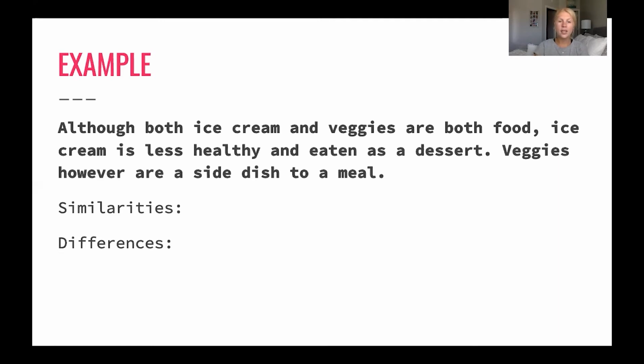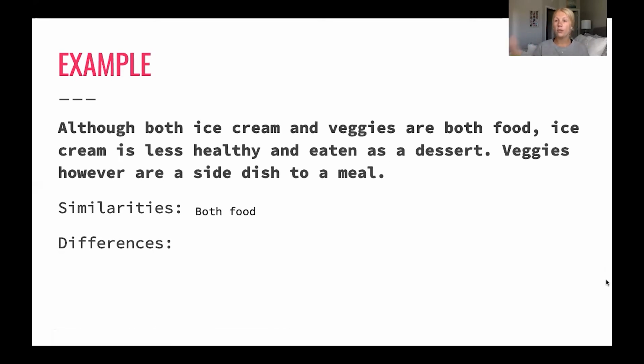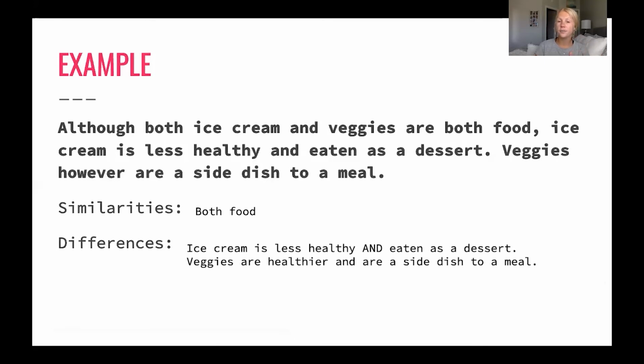All right, our similarity for this short little text is that ice cream and veggies are both food. Our differences are that ice cream is less healthy and is eaten as a dessert. Veggies are healthier and they're a side dish to a meal. We don't eat veggies for dessert.